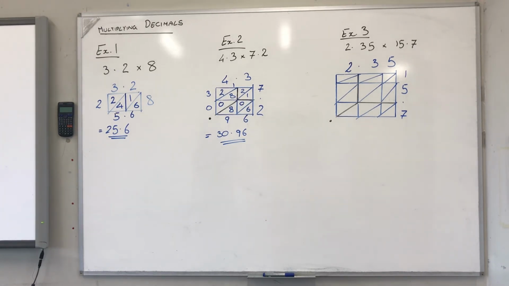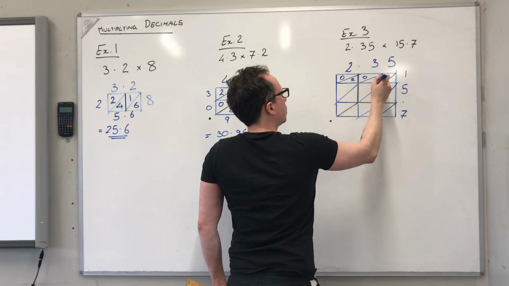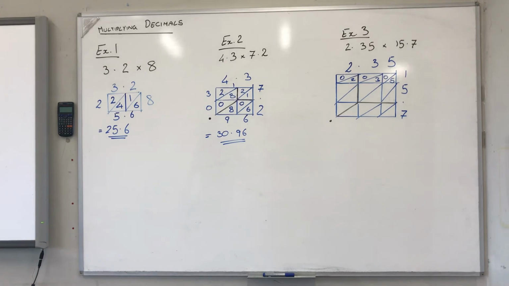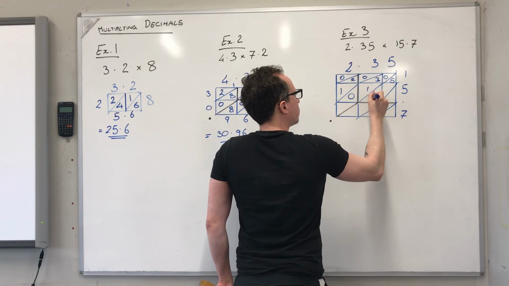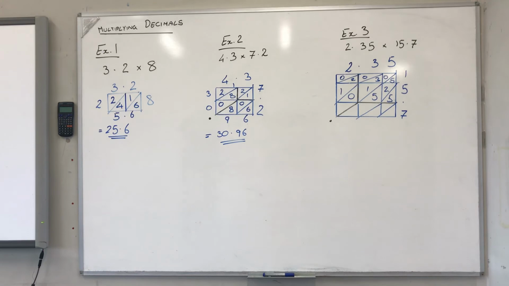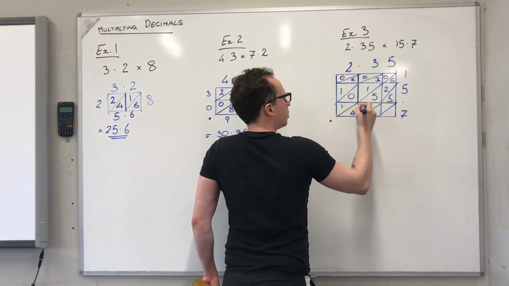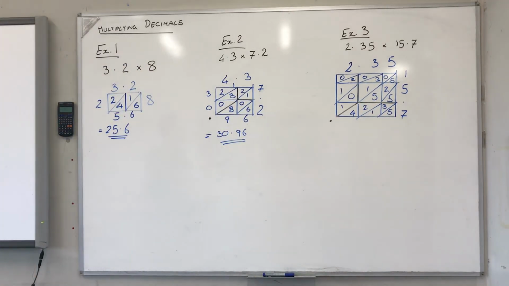So now we fill in the boxes, 2 times 1, 3 times 1 and 5 times 1. Two times 5, 3 times 5, 5 times 5. And then 2 times 7, 3 times 7 and 5 times 7. And now all we need to do is add up the diagonals. So it's not the neatest box, but hopefully we'll see what I mean.